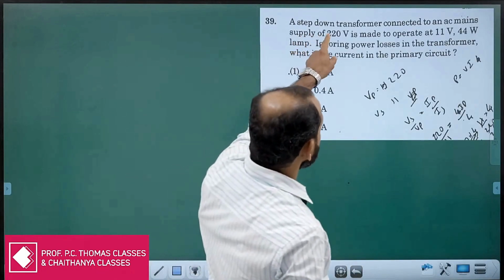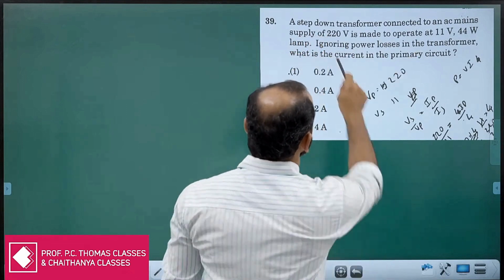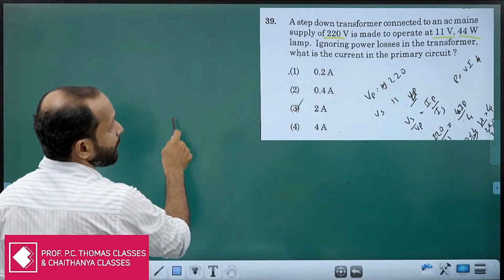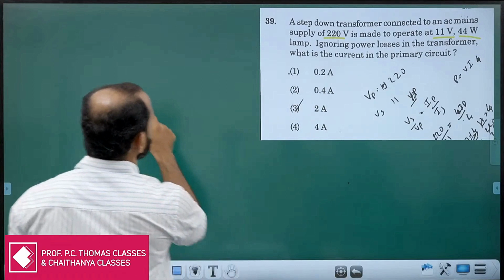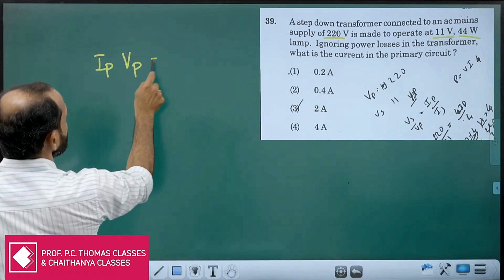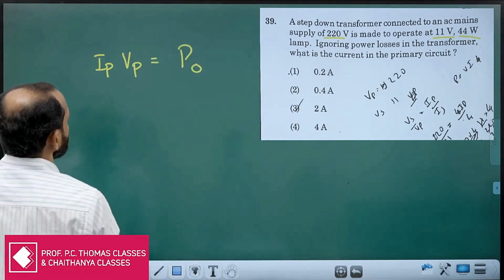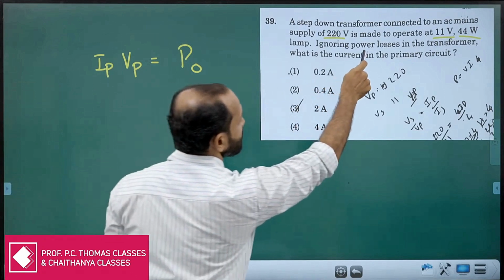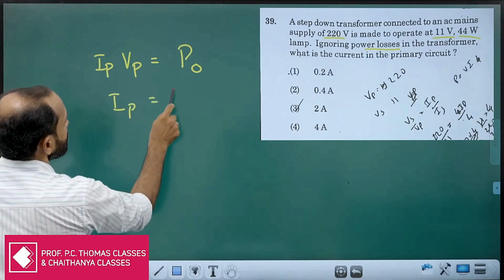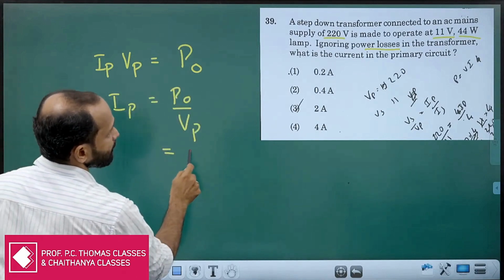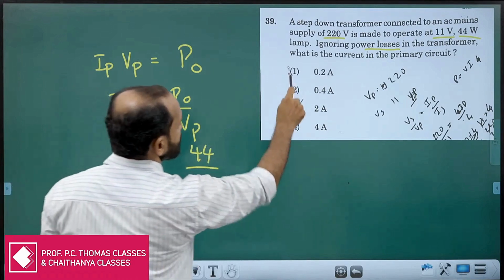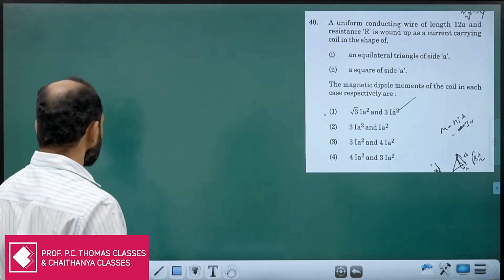39. A step up, step down transformer connected to an AC mains supply of 220 volt is made to operate an 11 volt, 44 watt lamp. Ignoring power loss in the transformer, what is the current in the primary? Current in the primary can be found by using the energy law: Ip Vp is equal to power output. Power input equals power output, as it is mentioned there is no power loss. Ideal transformer, there is no power loss. So Ip equals power output by Vp. Power output is given 44. Primary voltage is given 220. So the answer is 0.2. All the options are really confusing.